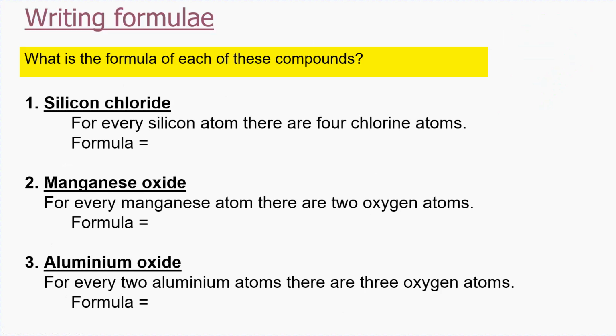Now, in this case, what you're going to try and do is try and write the formula for these named compounds. Okay, so what this is doing is kind of looking at it from the other way, from the opposite side, and saying, right, well, if I know these are the atoms that I've got, how would I write it? So for every silicon atom, there are 4 chlorine atoms. So what you're going to do is you're going to have to look up silicon to find out what its symbol is, and you're going to have to look up chlorine to see what its symbol is, and then we need to put the numbers in the right places.